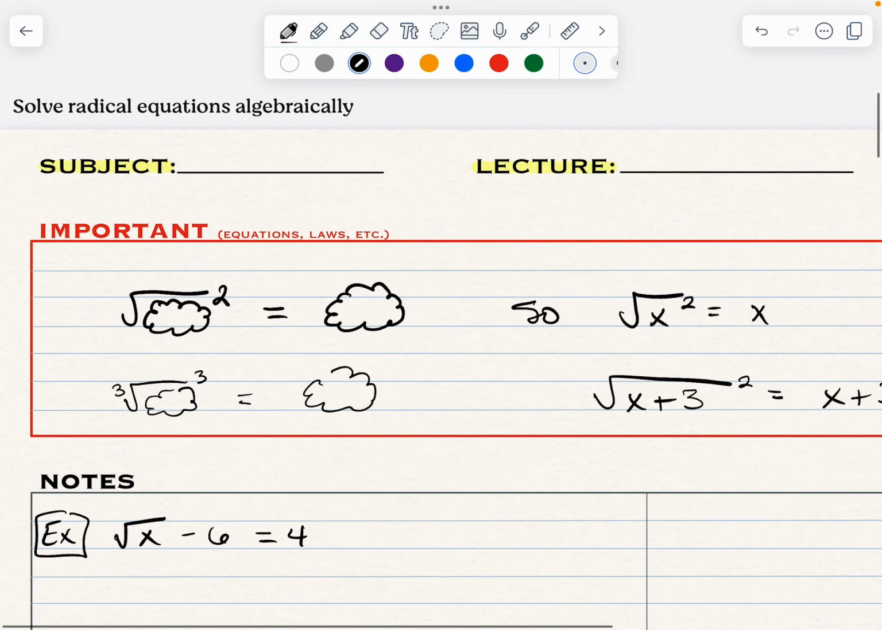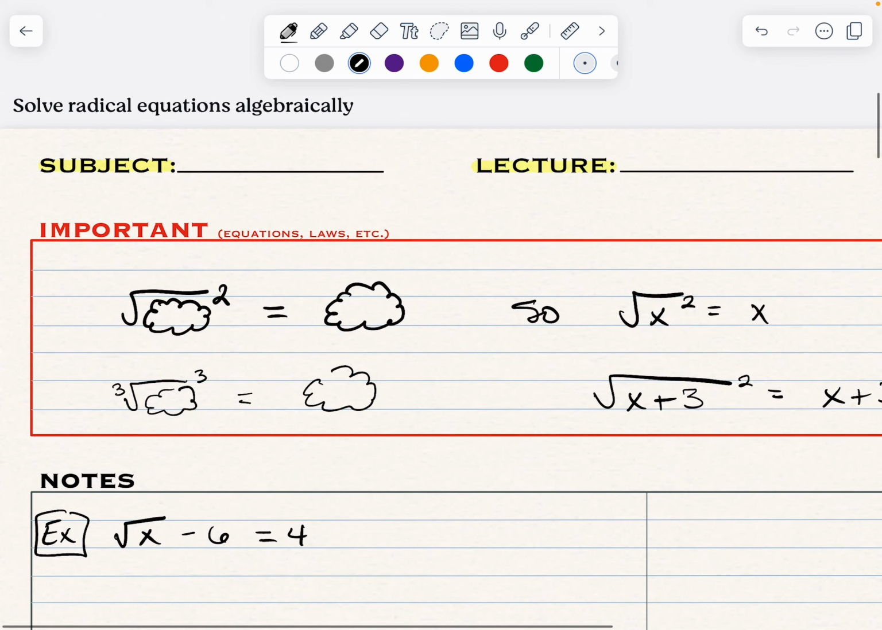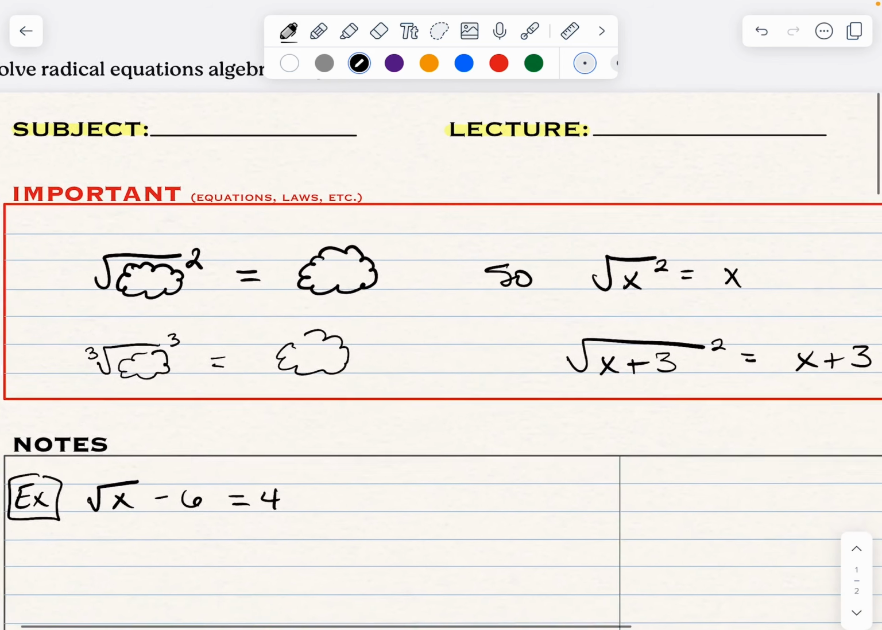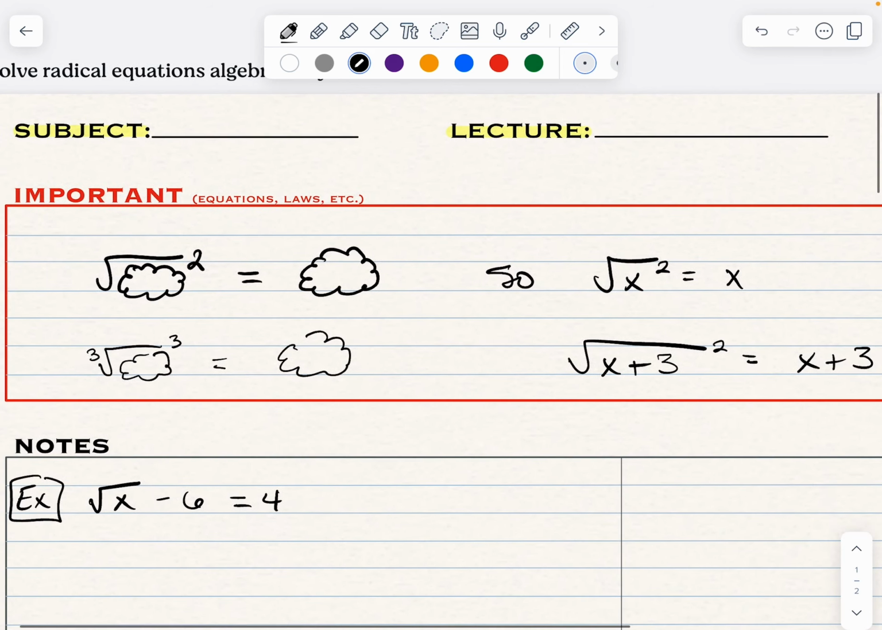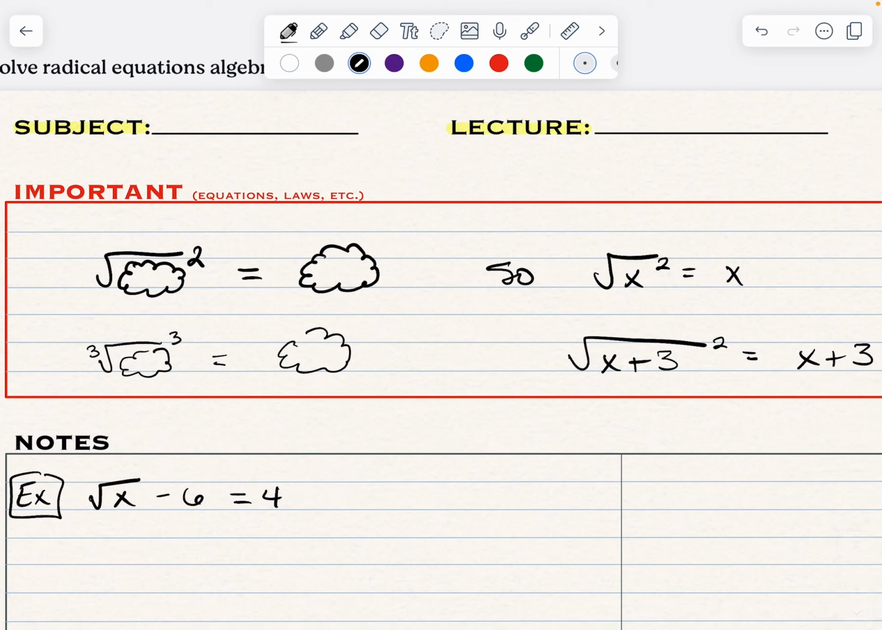Okay, so for this lesson, we are going to be solving radical equations algebraically. That just means we are going to solve these radical equations, or just square root equations, by solving them like we would solve any other equation.